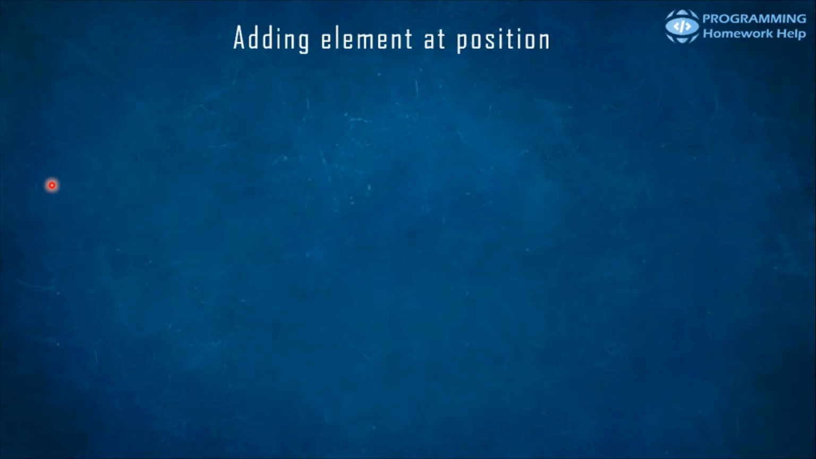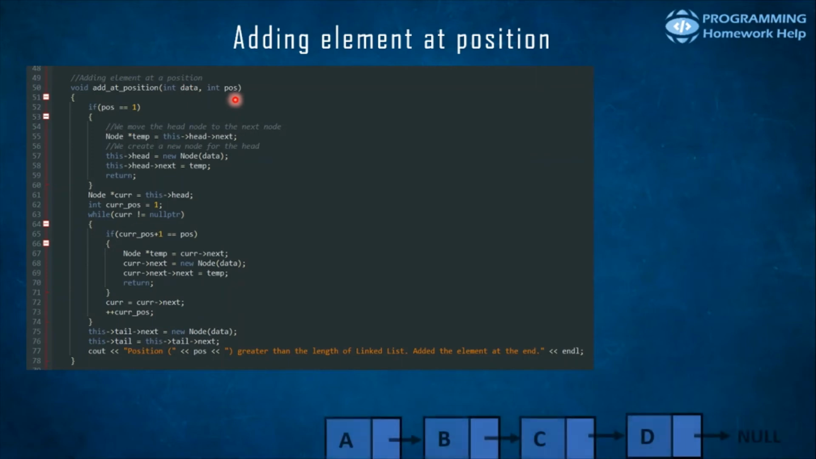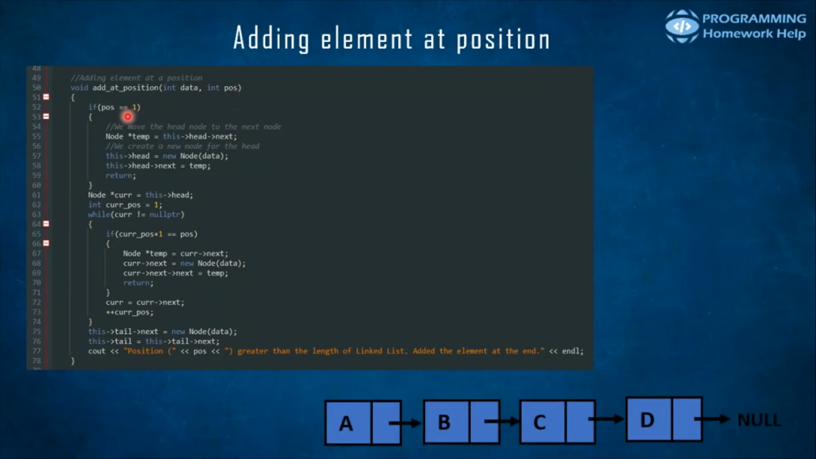Now I'm gonna show how to add an element at a position. For this section, the program will ask the user to give two integer values, which will be the data and the position for this new element. When the user inserts a value of 1 for the position, we will need to move the position of the current head variable by using a temporary node variable, then create a node for the new data.